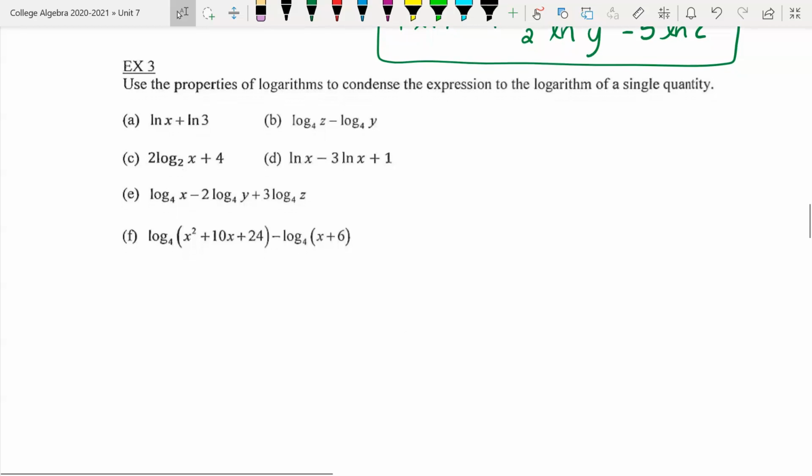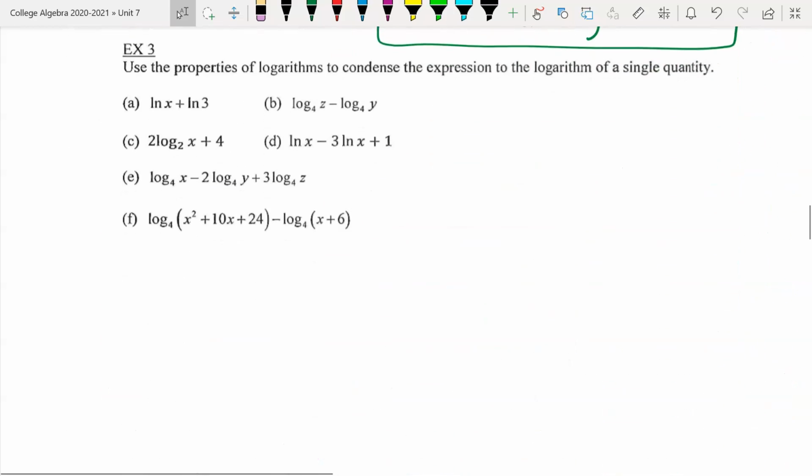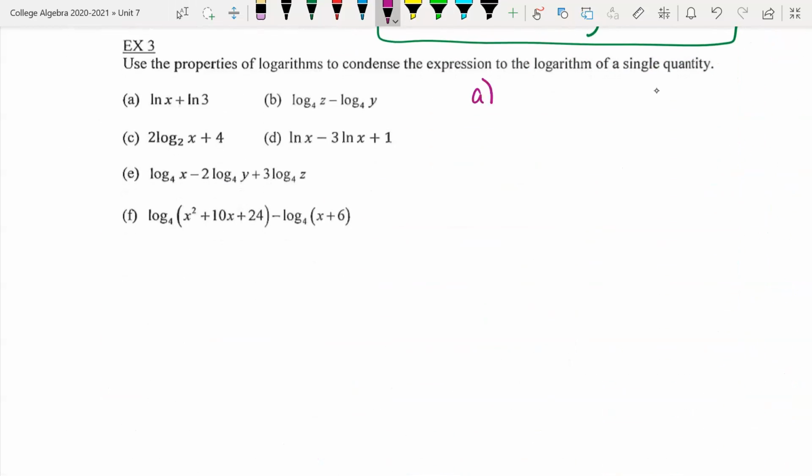All right, so now they're going to give us something that is already expanded, and we're going to condense it. So A right here, notice they're adding, so that's going to be a multiplication problem. So I'm going to say ln of 3x. We're going to turn it into a multiplication because it was addition. B, we're going to condense this one. They both have log base 4, but this is subtraction, so that means we're going to divide. So the first one goes on top, and I'm dividing by whatever is being subtracted.